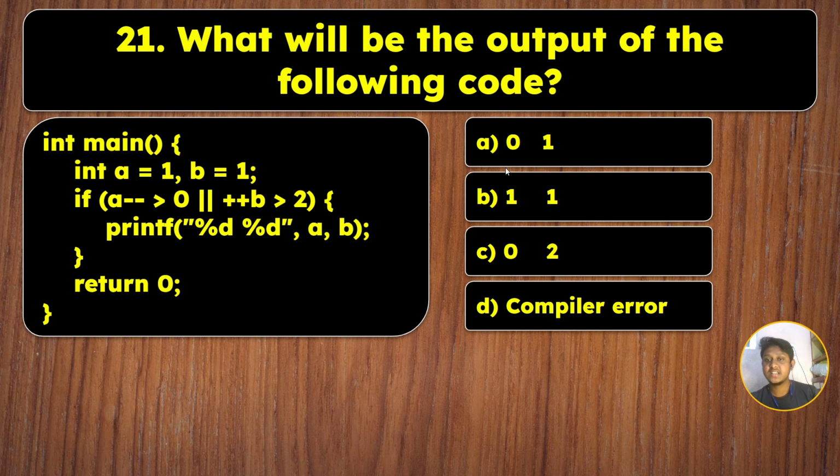Option A says 0, 1. Option B says 1, 1. Option C says 0, 2. And option D says it is a compiler error. So here, let's solve this question.